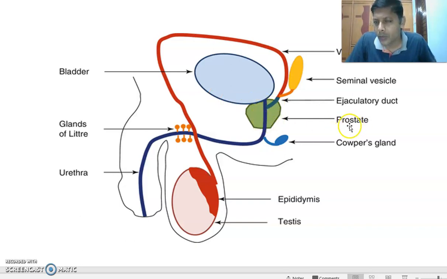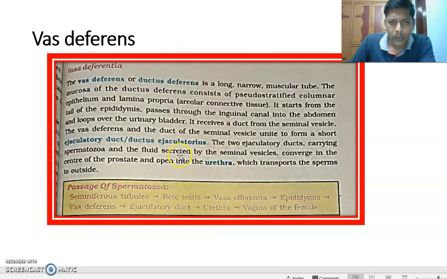This is the prostate gland. This blue line, what is this one? Urethra. As this urethra is present in the prostate gland, it is called the prostatic urethra. The ejaculatory duct opens into the prostatic urethra, which transports the sperms to the outside.